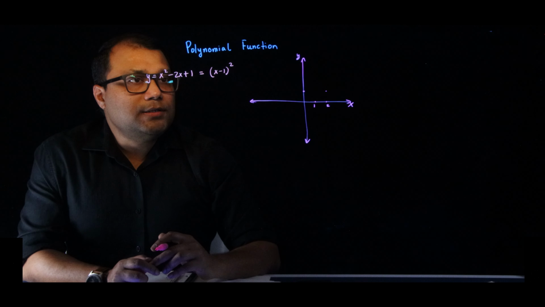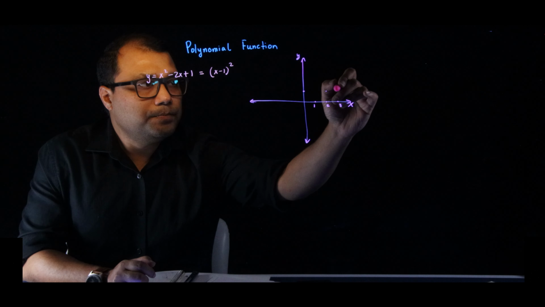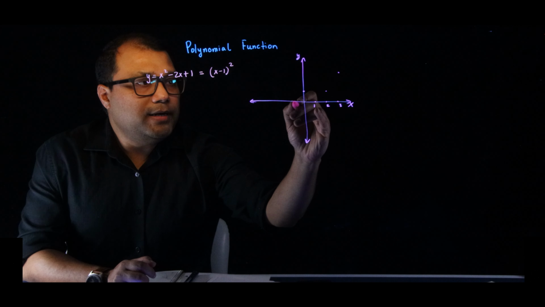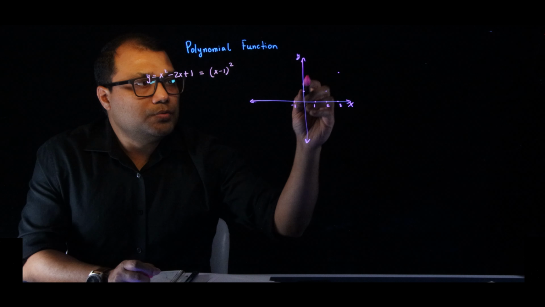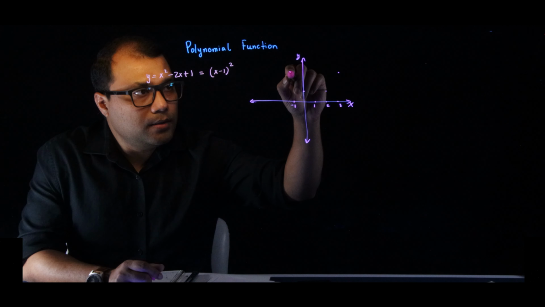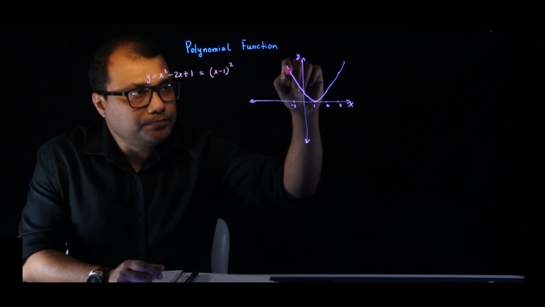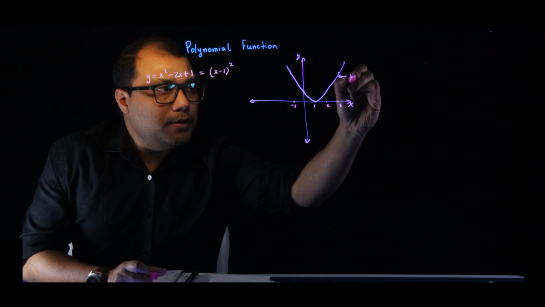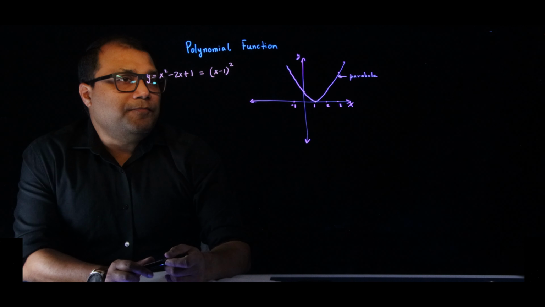When x is 3, then the value of y is 4, right? So somewhere here. Similarly, when x is minus 1, minus 1 minus 1 is minus 2, whole squared is 4. So it is like this. If you plot this, it will be somewhat like this. This is actually the graph of a parabola. We'll talk more about that later on. But the shape of the curve is somewhat like this.